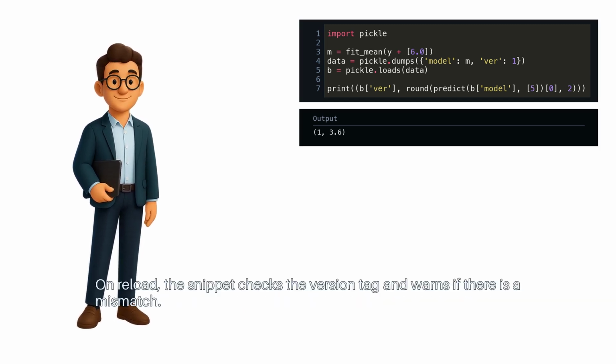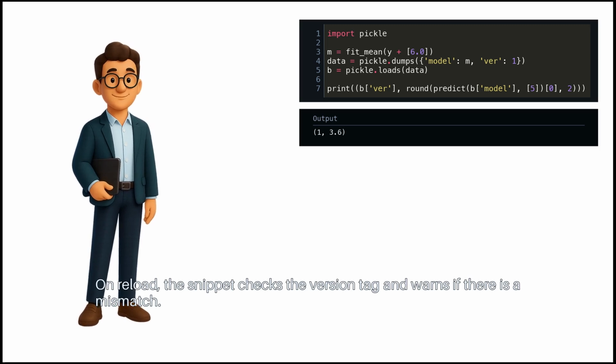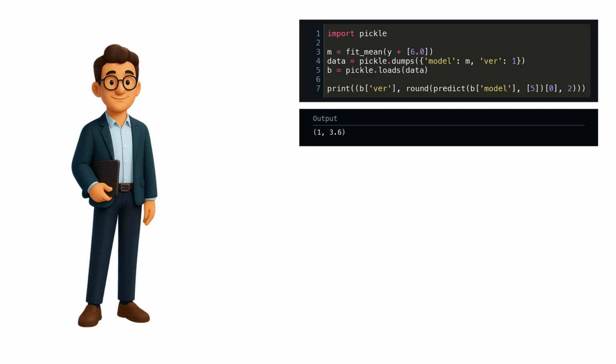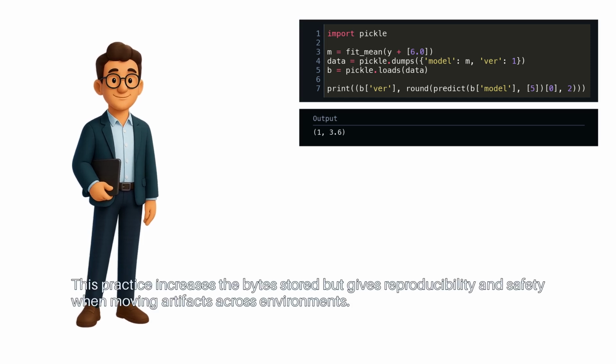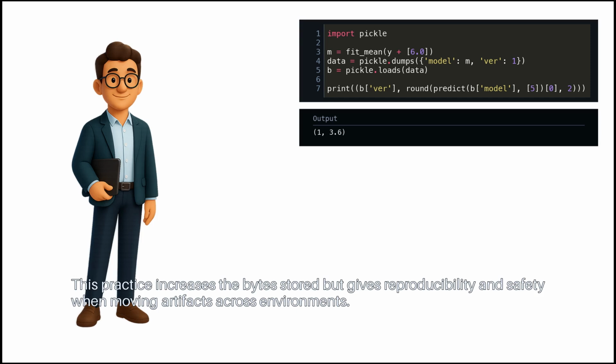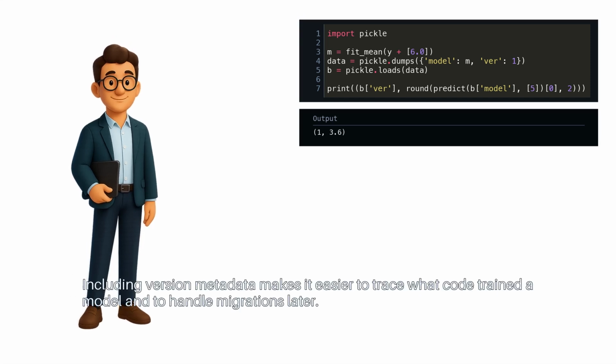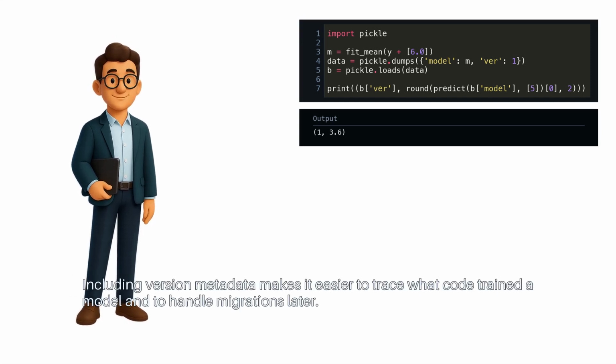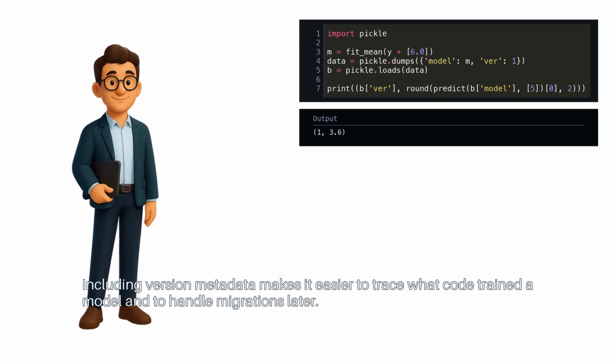On reload, the snippet checks the version tag and warns if there is a mismatch. This practice increases the bytes stored, but gives reproducibility and safety when moving artifacts across environments. Including version metadata makes it easier to trace what code trained a model and to handle migrations later.